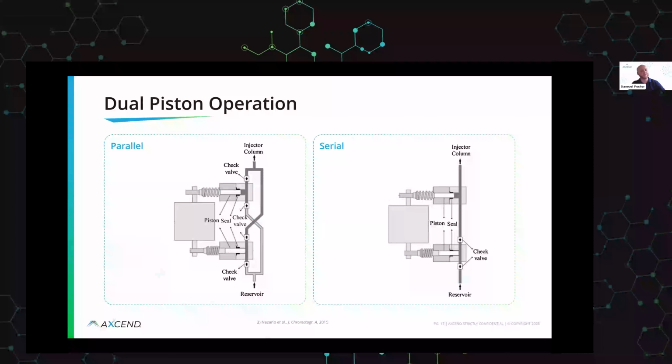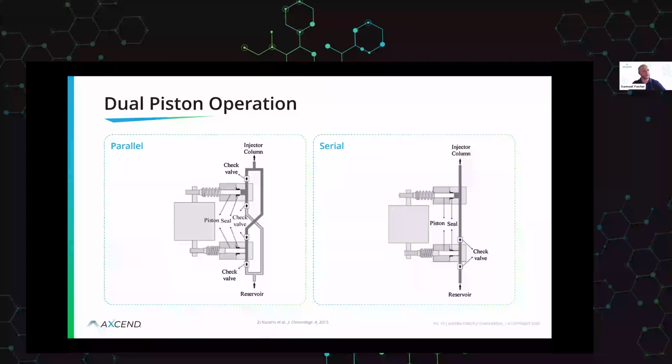So when we're talking about dual piston operation, there's really two primary methods. There's parallel operation and there's serial operation. With parallel operation, one piston is refilling while the other is dispensing. So it's two pistons at 180 degrees out of phase.